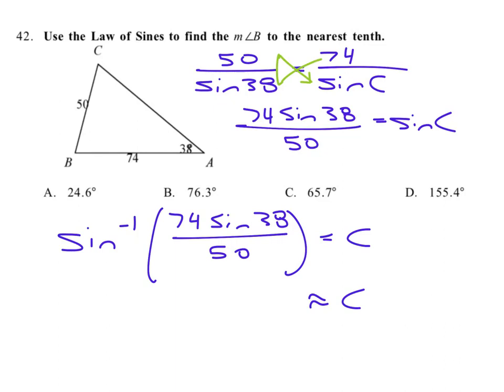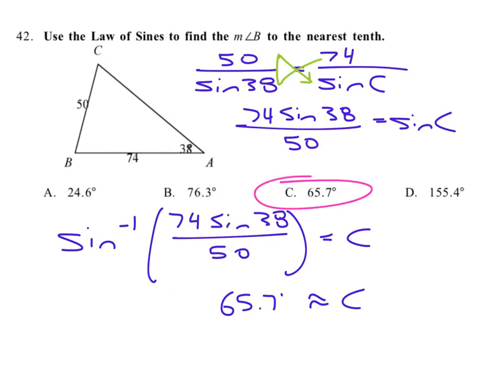And let's do it on our calculator. Inverse sine of 74 sine 38, close those parentheses, divided by 50, close those parentheses for the big inverse operation, equals 65.66 or 65.7 degrees.